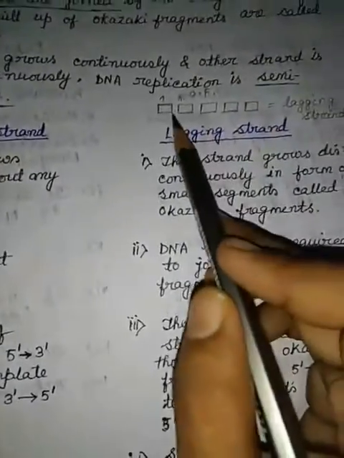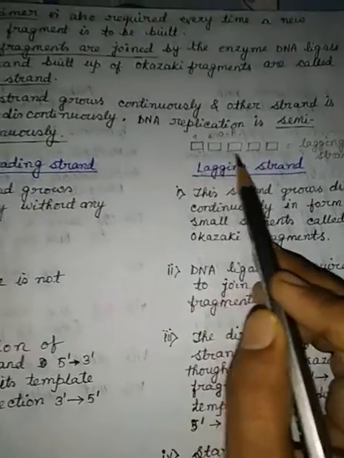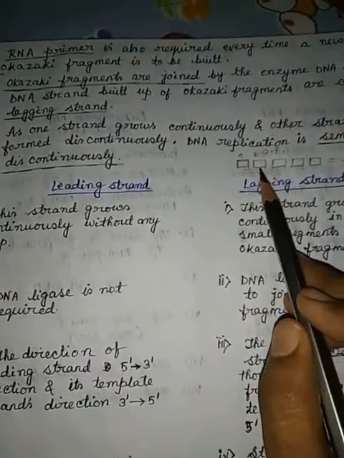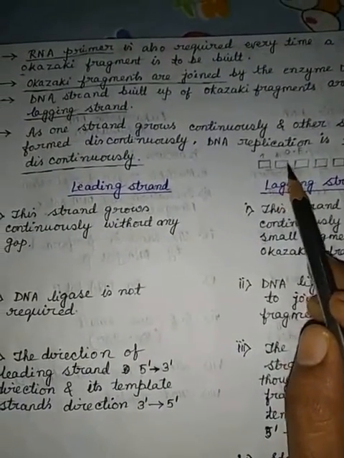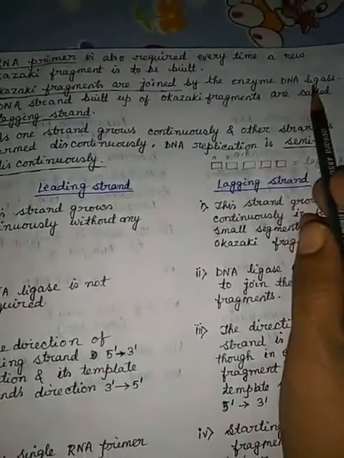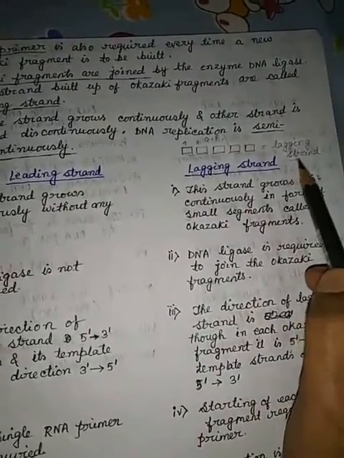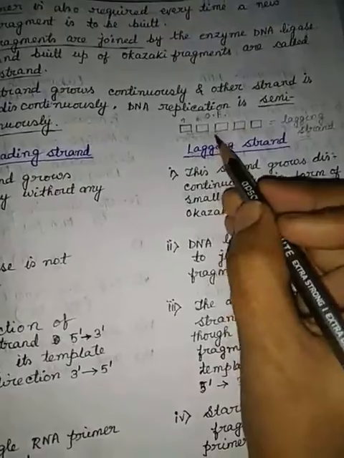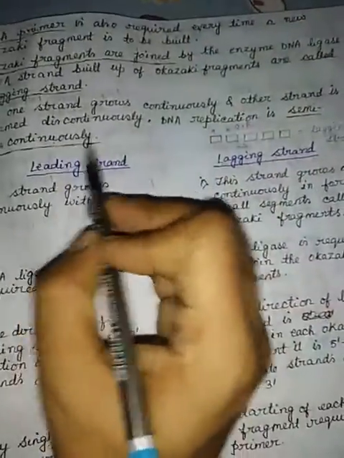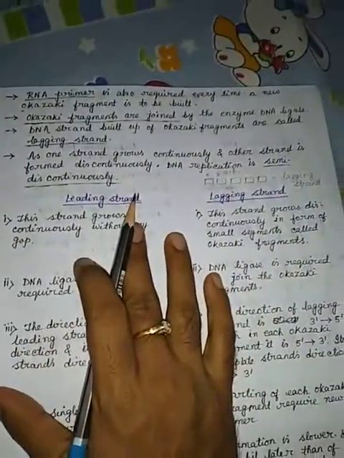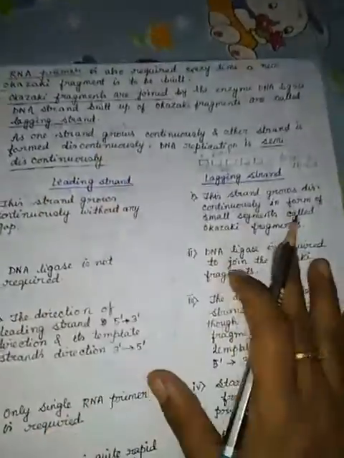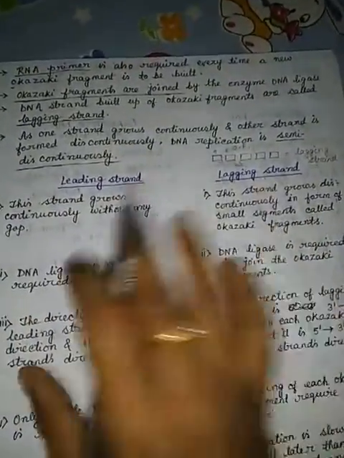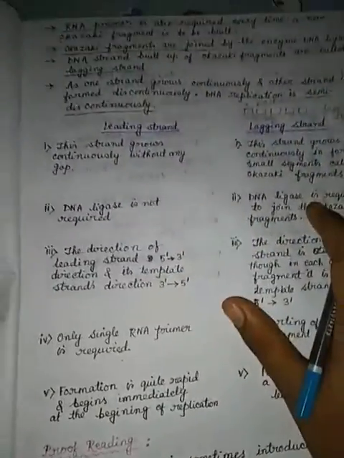Lagging strand means these Okazaki fragments are connected. Okazaki fragments are at last joined by the enzyme DNA ligase and ultimately build the lagging strand, as it is discontinuously formed, but here it is continuously formed in the case of the leading strand. Okay, so this is the basic difference, leading strand and lagging strand. Go through this, but it's required only for the NEET examination, not for the board examination.